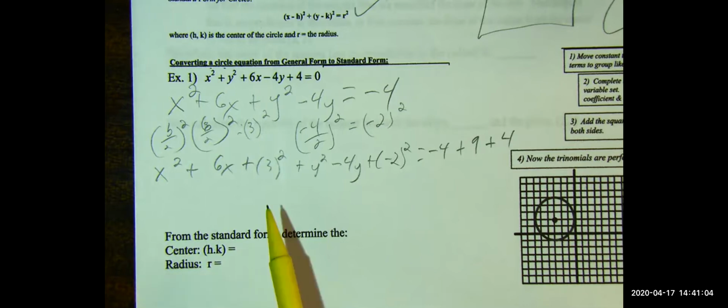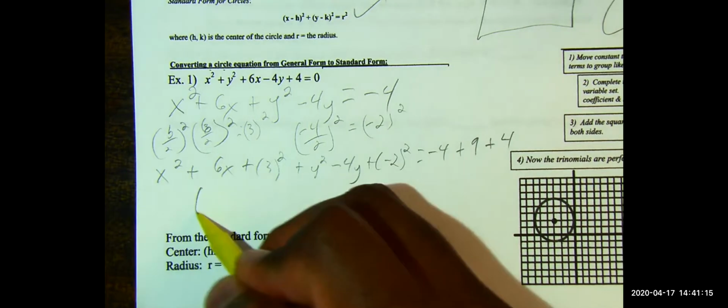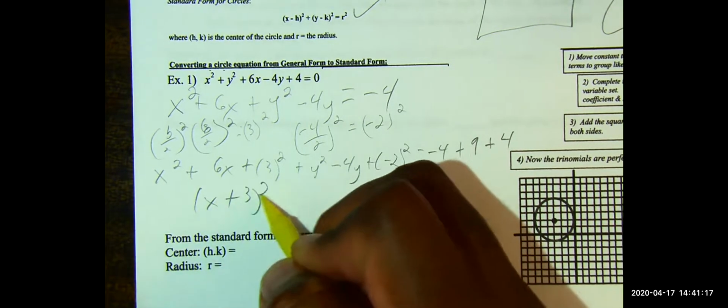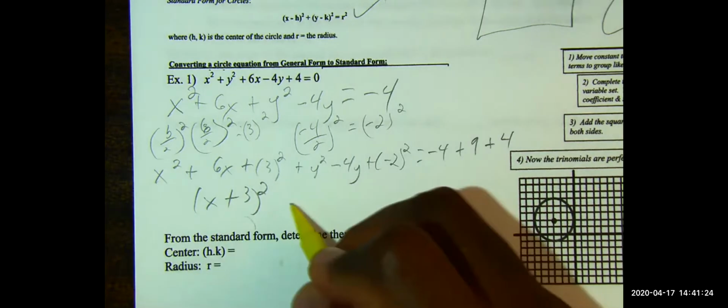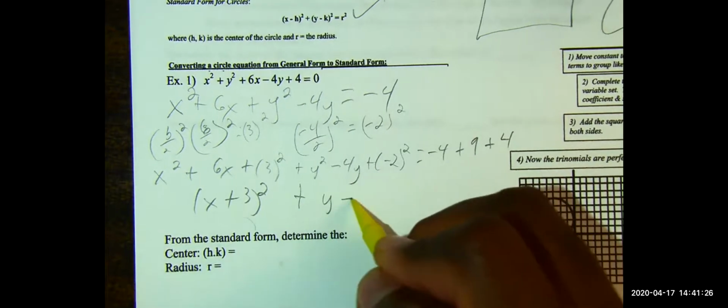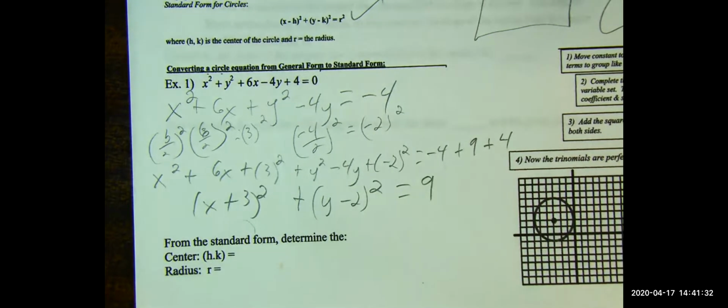And remember, it's very helpful to keep it as this parentheses squared, if you remember from the last video. So to simplify this and write this as a perfect square, essentially to factor this, I get x plus 3 squared. And if you factor this out, you would get x squared plus 6x plus 9 plus y minus 2 squared equals 9. And that's the standard form of a circle.